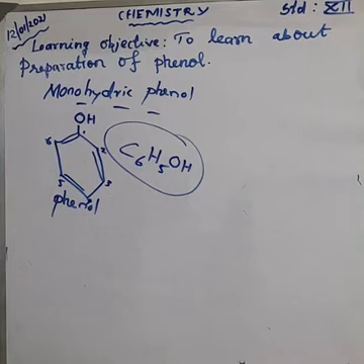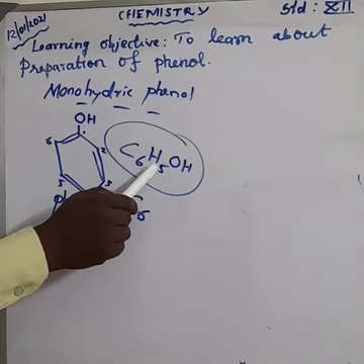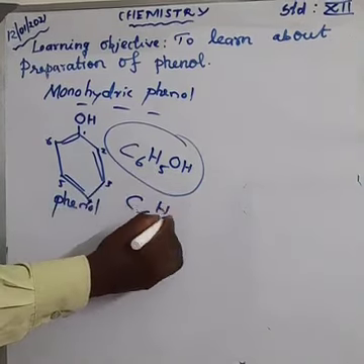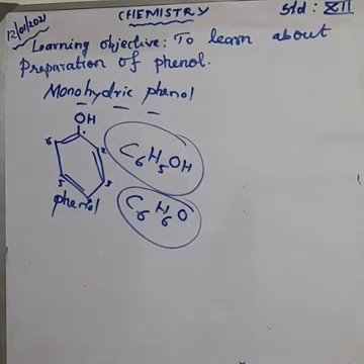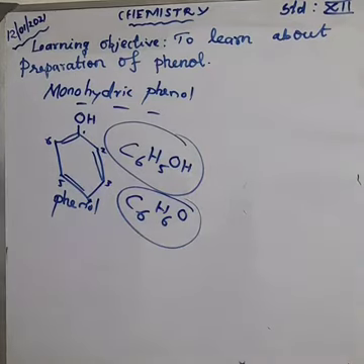Anyhow, what about the molecular formula of phenol? How much carbon is there? C6 is there. Carbon C6, hydrogen H5 plus 1, so we get H6, and oxygen having 1 oxygen. So the formula is C6H6O. This is the molecular formula of phenol. And this is the structural formula, C6H5OH. Anyhow, this is the monohydric phenol.